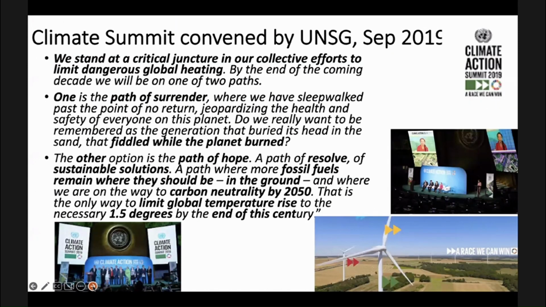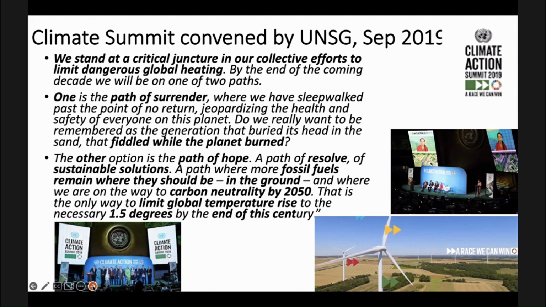Here again, I'm going to read this out because it's a very moving statement by the UN Secretary General. We stand at a crucial juncture in our collective efforts to limit dangerous global heating. We will have to be on one of two paths. One is the path of surrender, where we have sleepwalked past the point of no return, jeopardizing the health and safety of everyone on this planet. Do we really want to be the generation that is remembered as the generation that buried its head in the sand, fiddled while the planet burned?